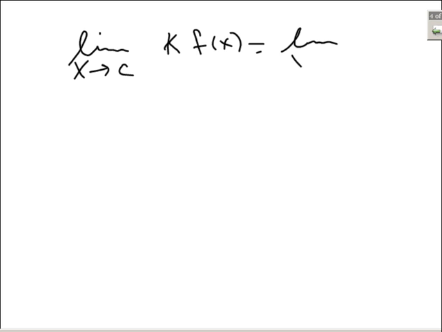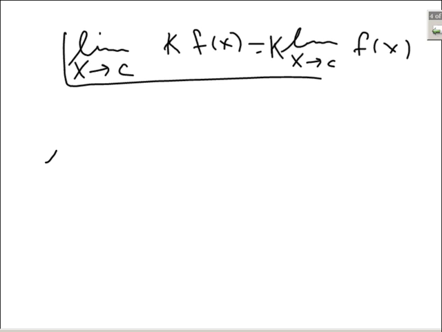Now remember that the limit as x goes to any number, call it c, of a constant times a function, the constant can come out in front. Okay, just keep that in mind.